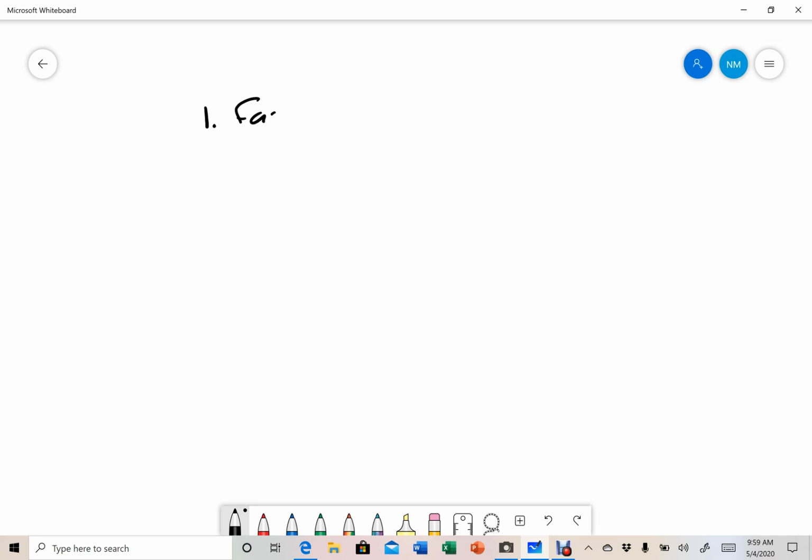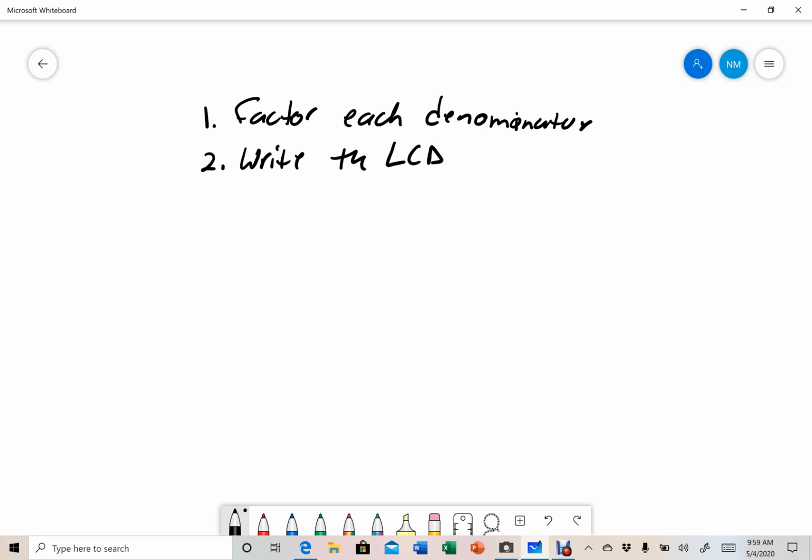First thing we're going to do is we're going to factor, okay? And when we factor, we're talking about factoring each denominator, okay? So no matter how many fractions you have in your problem, you're going to factor each denominator completely, okay? So you're going to factor each and every denominator out completely, okay? Step number 2 is we're going to write the LCD. Now, if we need review on this, go back into your book on how to find the LCD, but we'll review some of this as we're going along here, okay? We're going to write the LCD as the product of the factors.